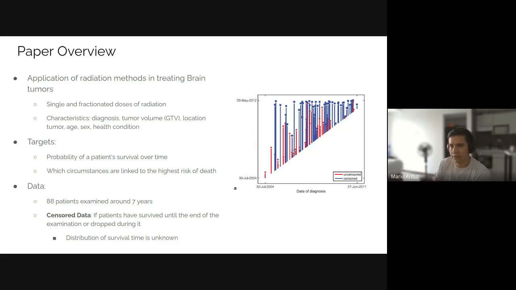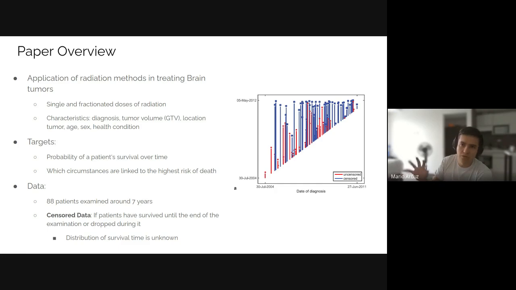And they also have some other characteristics that they want to relate with some outcomes that they can observe in their patients. The characteristics can be the diagnosis with regard to how malignant the tumor is, the tumor volume, the location of the tumor, and other characteristics such as age, sex, and health condition of the patient.